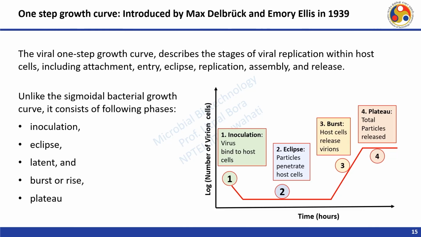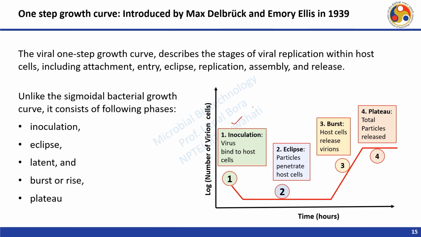The life cycle of viruses can be easily explained with the one-step growth curve, which was introduced by Max Delbruck and Emory Ellis in 1939. The viral one-step growth curve describes the stages of viral replication within host cells, including attachment, entry, eclipse, replication, assembly, and release. Unlike the sigmoidal bacterial growth curve, it consists of the following phases.